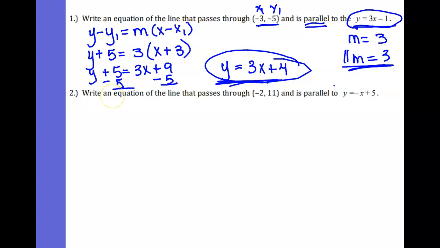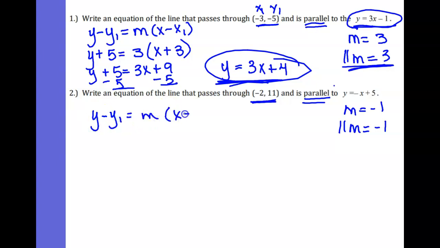Okay, write an equation of the line that passes through this point, and is parallel. There's our key word. So that tells me I get my slope here. My slope here is -1. Parallel means they're the same, so the same slope is also -1. I'm going to use that new slope with the point. So y minus y1 is equal to m times x minus x1. So we're going to say y, don't forget this is your x1, y1.